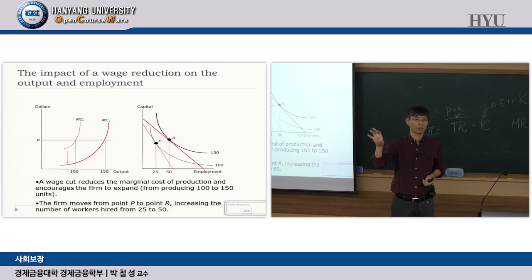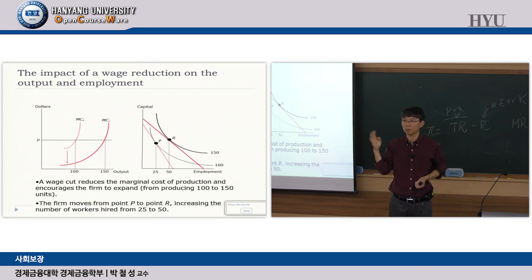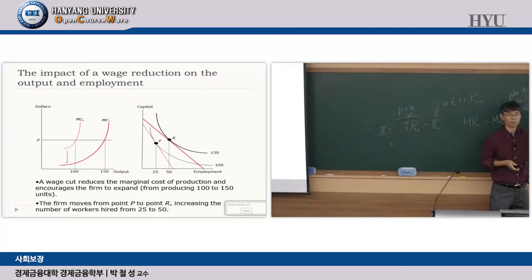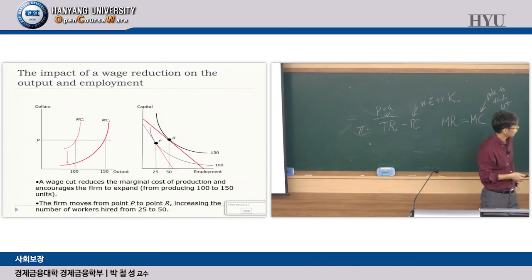So it's simple thinking, if you think about it. If labor becomes cheaper, then the marginal cost of production will be smaller. Since the marginal cost of production is smaller, the firm wants to produce more, right? Because marginal revenue should be equal to marginal cost. So it's simple: the labor is cheaper, they will want to produce more.